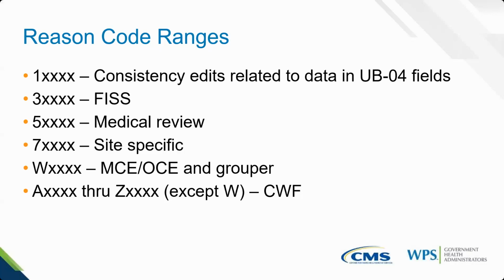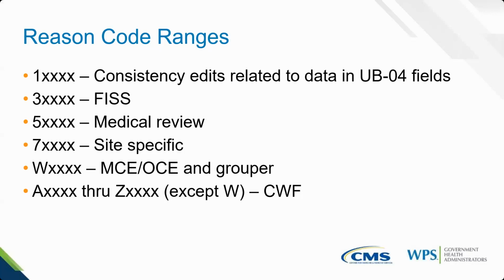Codes that begin with a 3 are FISS reason codes. These are hard-coded and are loaded when MACs receive a FISS release. Some common reason codes that you will see in this range include duplicate edits, timely filing, and reason codes that are associated with Medicare secondary payer.